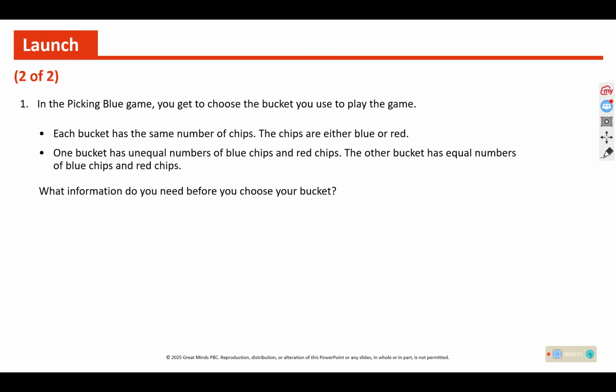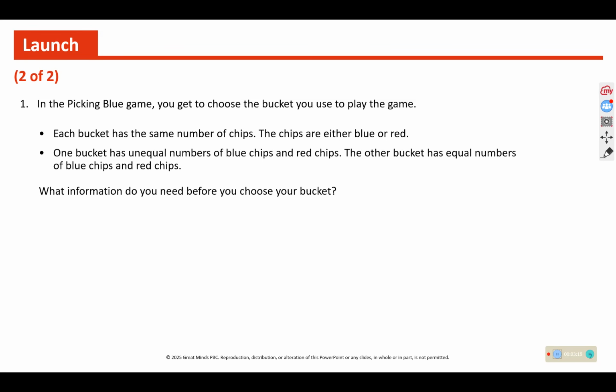In the Picking Blue game, you get to choose the bucket you use to play the game. So you can decide whether to use bucket A or bucket B. Each bucket has the same total number of chips, and inside the chips are either red or blue. One bucket has an unequal number of blue and red chips. The other bucket has an equal number of blue chips and red chips.